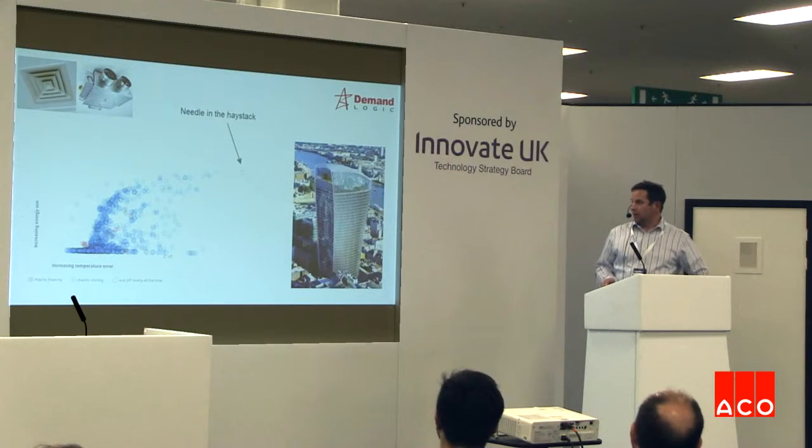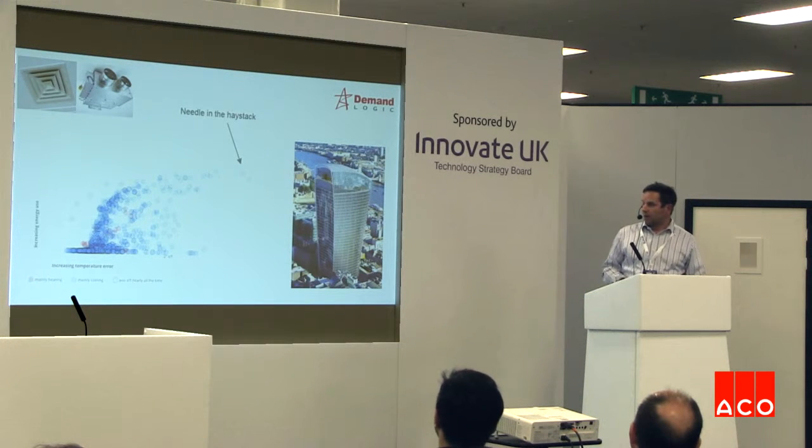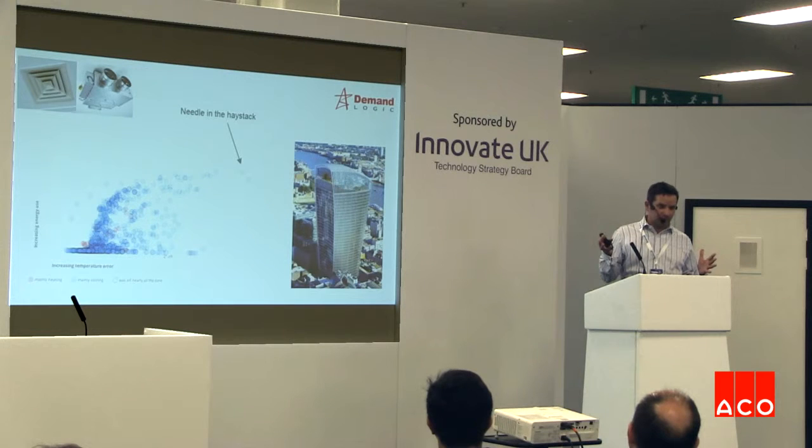This is a kind of typical example of the sort of thing we'd see. It's a bit obscure, but to give you an idea of what's going on here, this is a building where effectively each one of those blobs represents a small terminal unit. What we mean by a terminal unit is a small thing in the ceiling that's actually delivering comfort to the space.